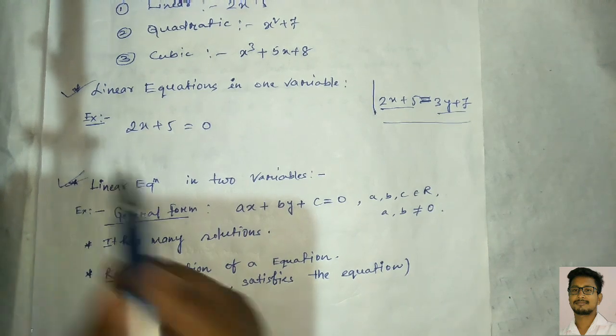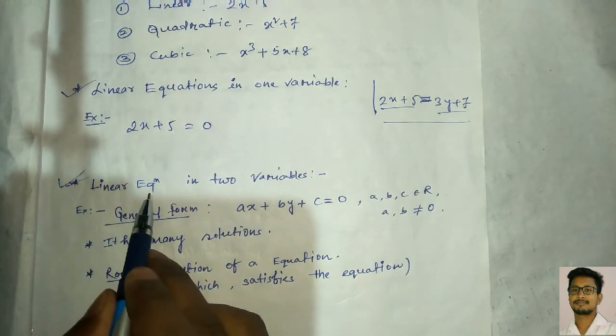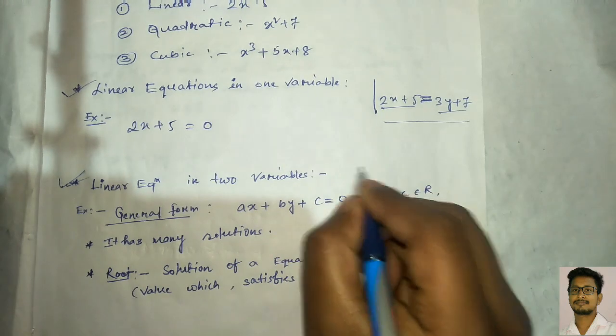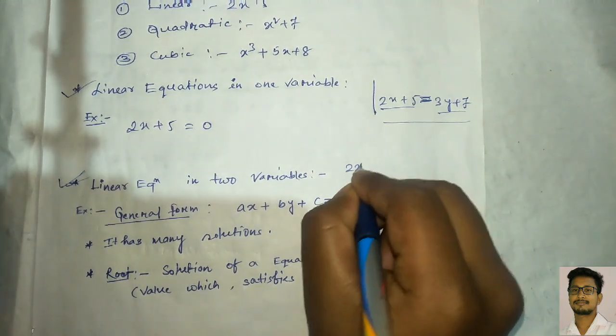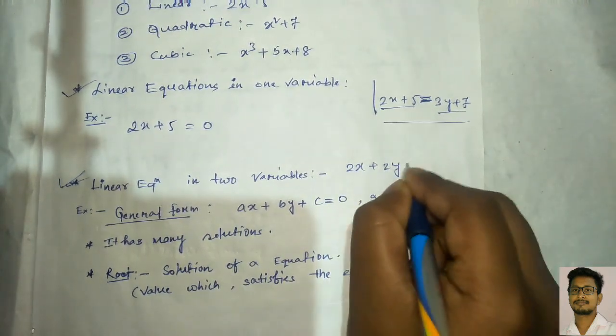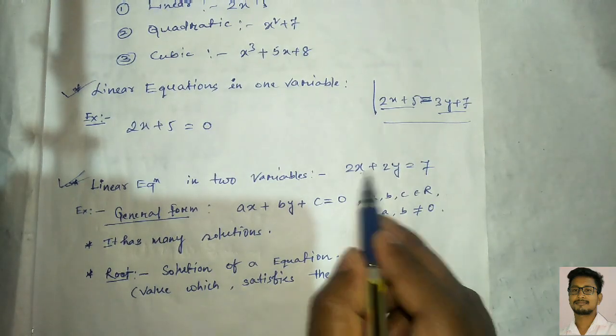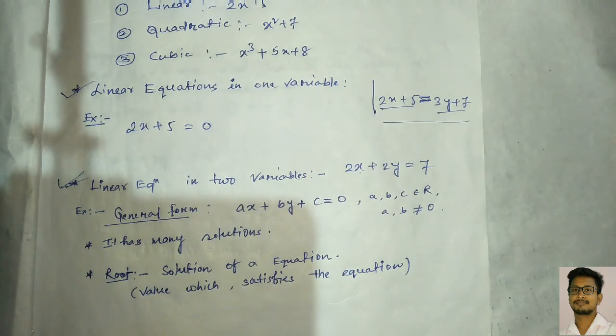Then come to our second point, which is our chapter name, linear equations in two variables. Two means we need two different variables. We can write 2x plus 2y equals 7, right? You can see one variable is x and the second one is y, and this is the left hand side, this is the right hand side. Equations like these are known as linear equations in two variables, and in this chapter we have to learn to solve these types of problems, right?